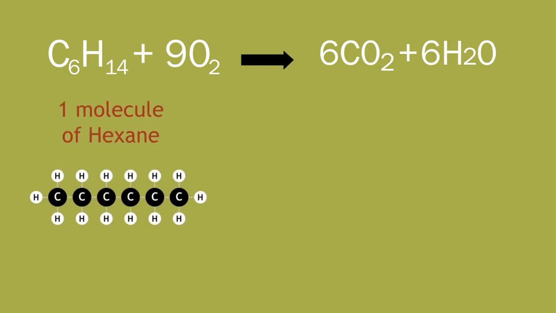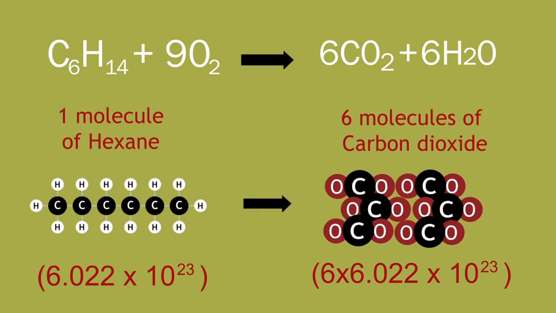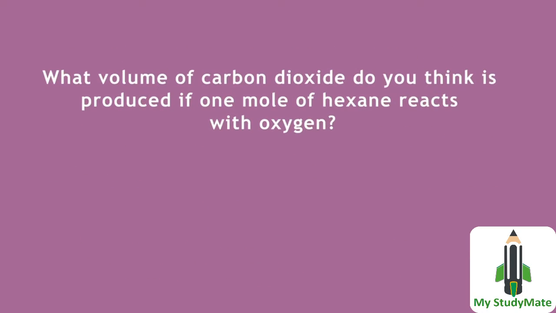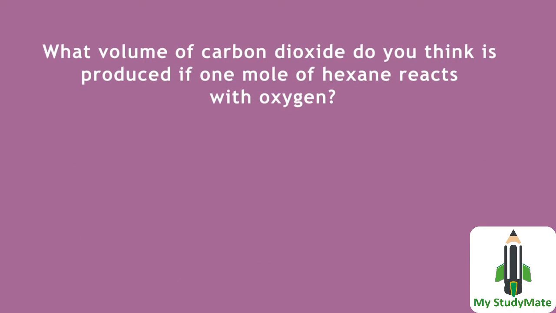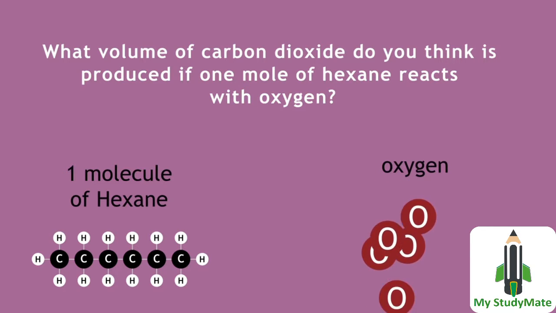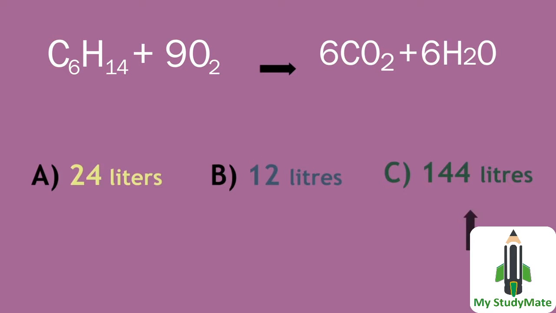The equation tells us that 1 molecule of hexane, 1 mole, produces 6 molecules, or 6 moles, of carbon dioxide. So this is a ratio of 1 to 6. Therefore, what volume of carbon dioxide do you think is produced if 1 mole of hexane reacts with oxygen? Pause and use the formula to choose from one of the following options. Continue when you are ready.